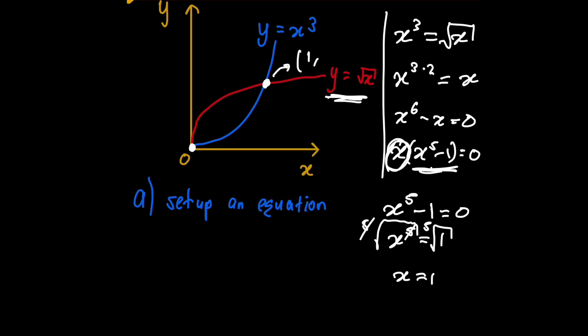And then the y value, we can just plug it into this function. So y is equal to the square root of 1, which is also 1. Right? So we find this point of 1, 1.